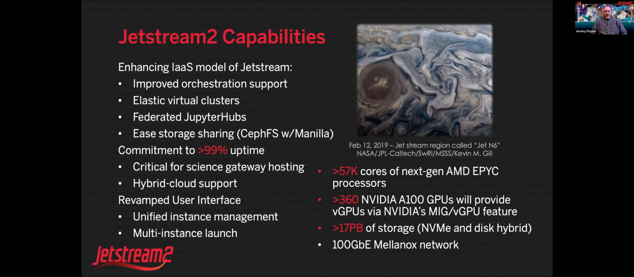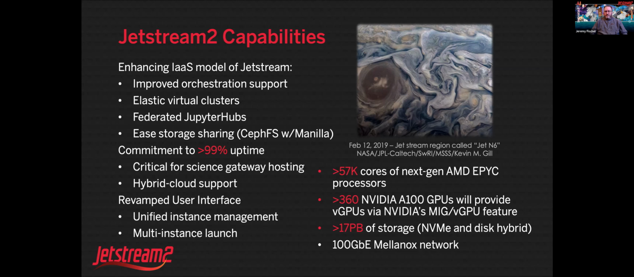CephFS with Manila: one of the biggest requests we had with Jetstream 1 was, I want to share data between my research group on different VMs. And it pretty much meant that you had to know how to be a network file system administrator. And that was a hurdle for a lot of folks. So with Jetstream 2, we're using Manila, which is file systems as a service under OpenStack, and they're basically managed NFS shares that you can easily mount between virtual machines. So you don't actually have to manage the NFS portion. You just tell OpenStack how big of a share you want and what kind of access rules you want on it. And then you can mount it on other VMs.